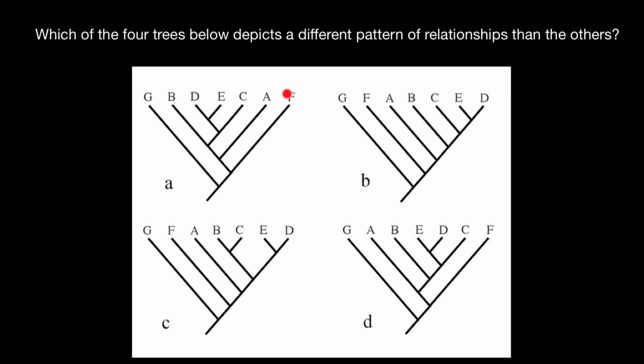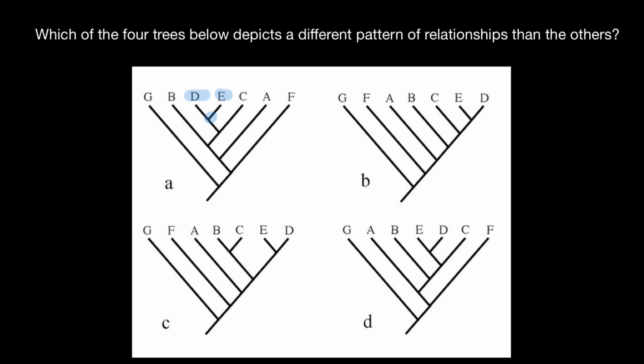Today's problem is: which of the four trees below depicts a different pattern of relationships than the others? Let's start with variant A, and the relationship between D and E. Here is D and here is E. These two taxa have a recent common ancestor here.